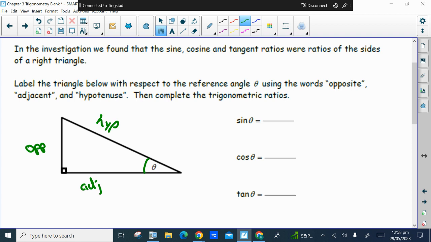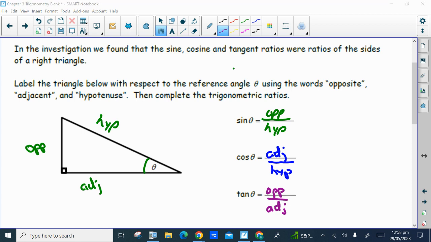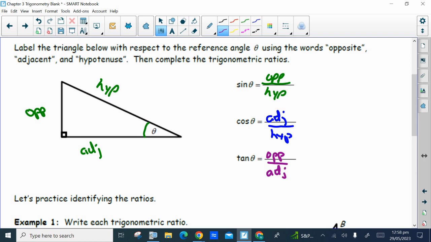And the ratio of sine is the opposite over the hypotenuse. Again, it's on your formula sheet. You don't have to memorize this. The ratio of cosine is the adjacent over the hypotenuse. And the tangent is the opposite over the adjacent. Those are our three ratios. So they're on the formula sheet. You don't have to memorize them, but you can use SOHCAHTOA to help you remember what they are.